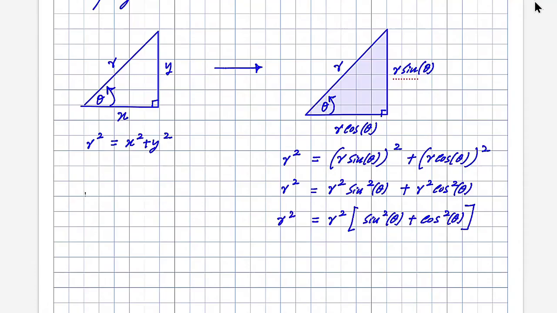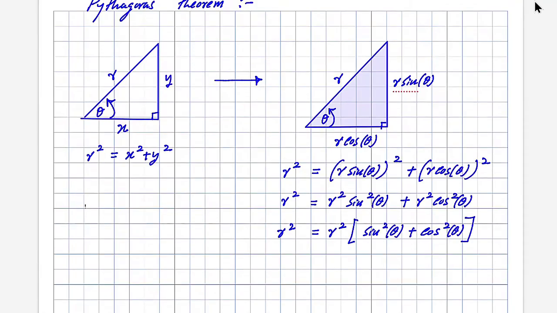Now, can r be 0? No, r cannot be 0 because r is the hypotenuse. Hypotenuse cannot be 0, right? Can r be negative? No, r cannot be negative. Why? Because r is a distance. How can distance be negative? r is always positive, right? How do you write this? r greater than 0.